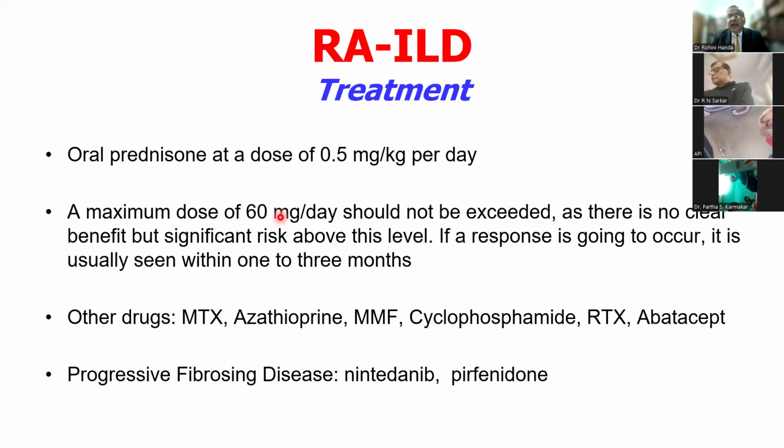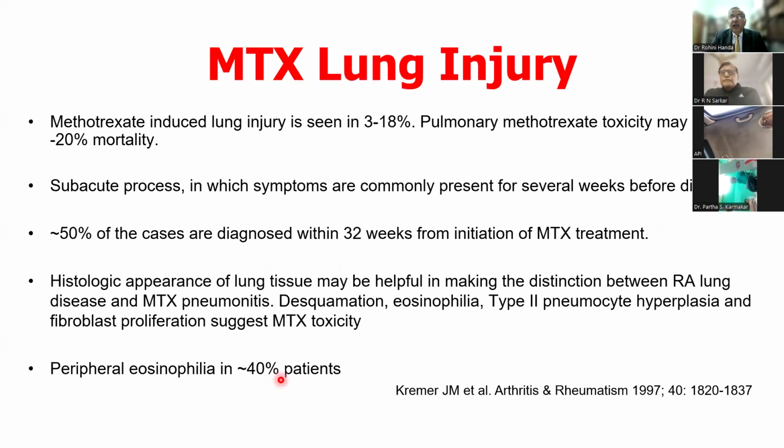How do you treat RA-ILD? You use steroids, half a milligram per kg body weight, and you use other drugs like azathioprine, mycophenolate mofetil, and in progressive disease, cyclophosphamide or Ritux. Where you have fibrosing disease, there you add nintedanib and pirfenidone. Methotrexate-induced lung injury, well known but uncommon, subacute process. So methotrexate causes hypersensitivity pneumonitis, does not cause ILD, and eosinophilia is a characteristic feature, and most cases occur within the first 6 months of methotrexate institution.